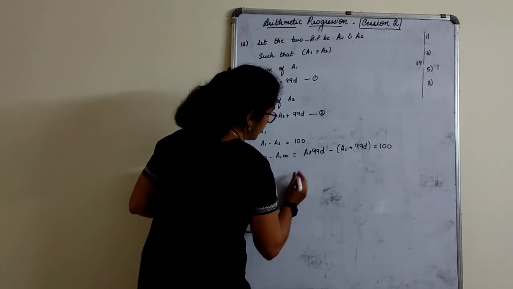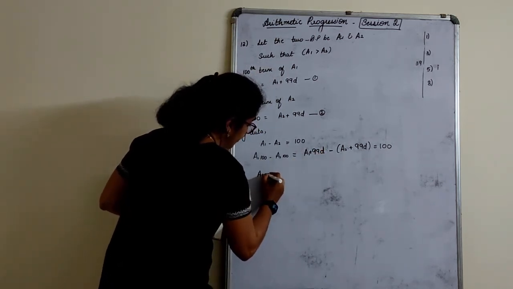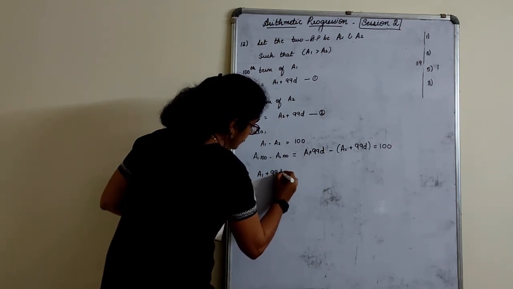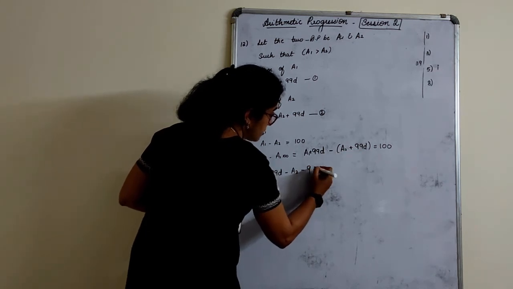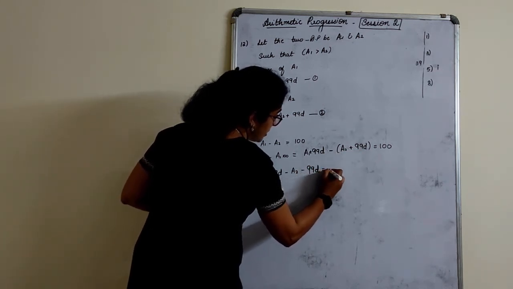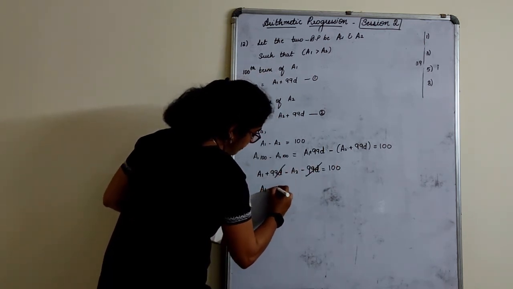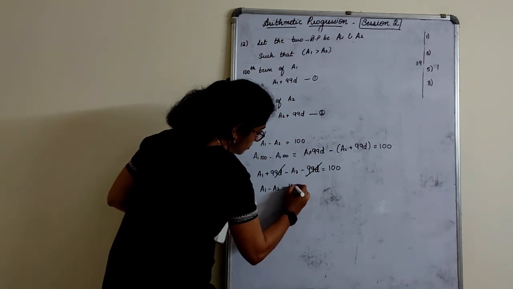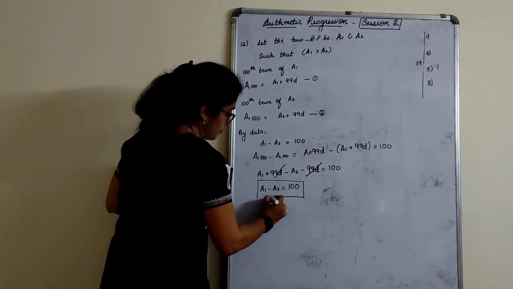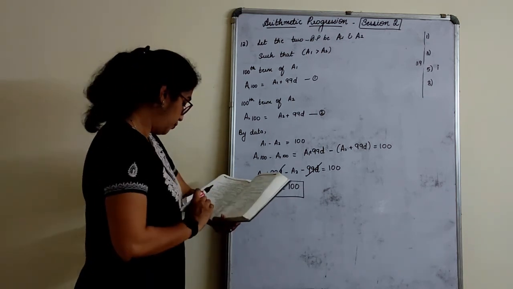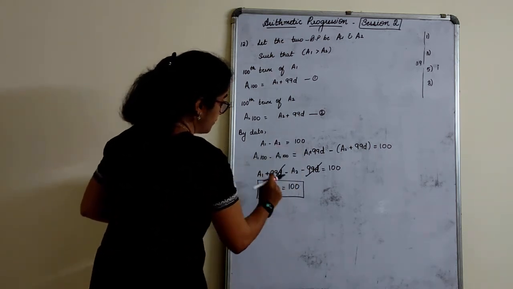Open the bracket, children, here. Leave this. This is just for the first-time assumption that we have written. A1 plus 99D minus A2 minus plus minus 99D is equal to 100. This and this will get cancelled, where A1 minus A2 is equal to 100. Okay, keep this as it is. Both are 100. That is what we got here. The difference between those terms is 100. So that is what we expressed.